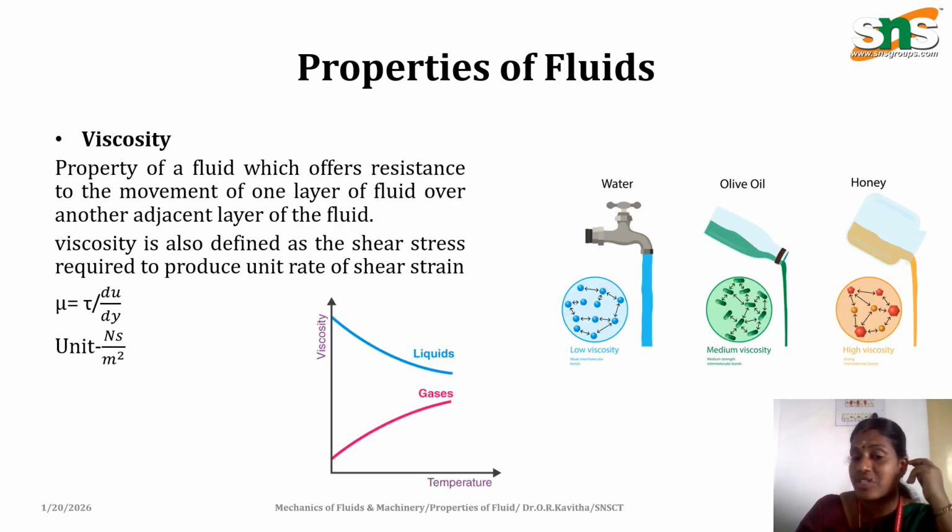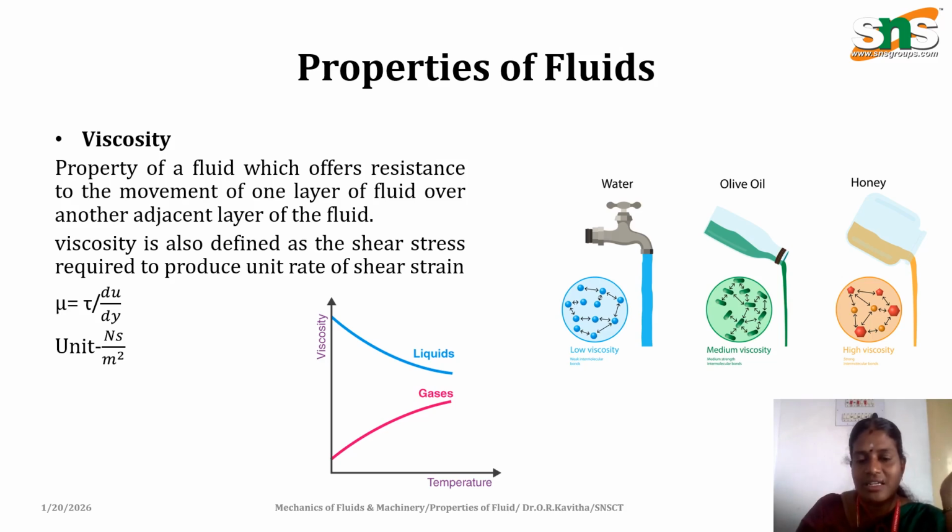The next one is viscosity. Here you can see the water is flowing from the pipe very easily, since it has less density and also less viscosity. If I take olive oil, it comes slowly, and honey comes very slowly. What is the reason? When the fluid flows from one place to another, resistance is created. This resistance is more in honey compared to water.